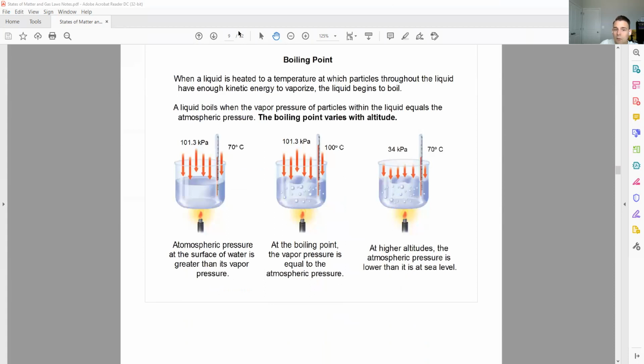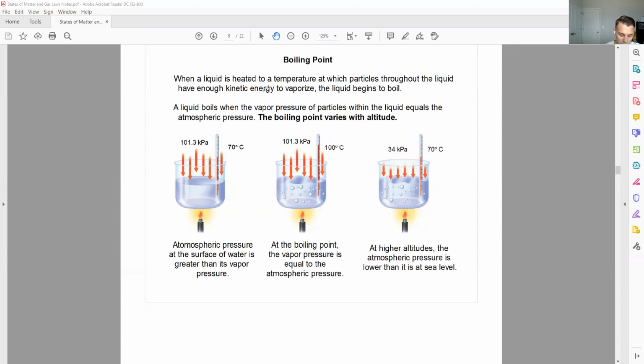So boiling point: when liquid is heated to a temperature at which particles throughout the liquid have enough kinetic energy to vaporize, the liquid begins to boil. That's just like the definition of boiling point. A liquid boils when the vapor pressure of particles within the liquid equals the atmospheric pressure. Okay, boom, we already said that in the last one. Here's something new. Boiling point will vary with altitude.